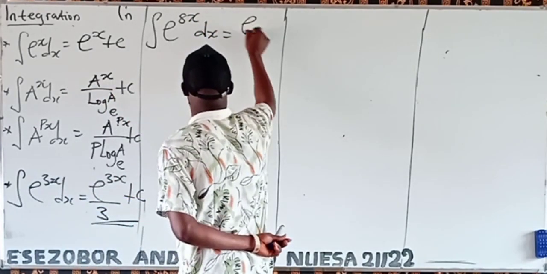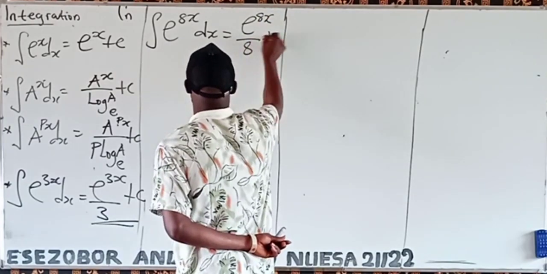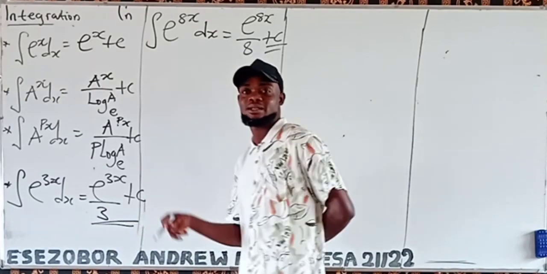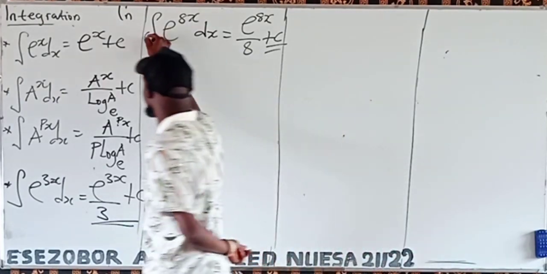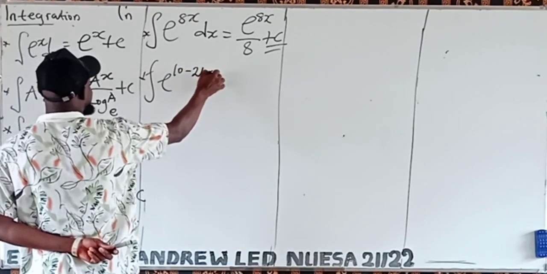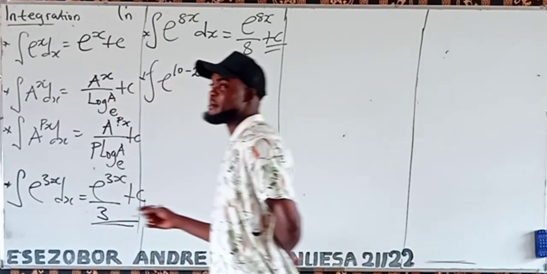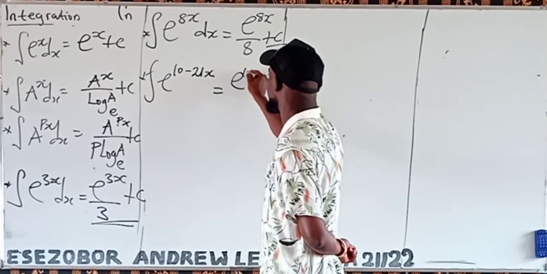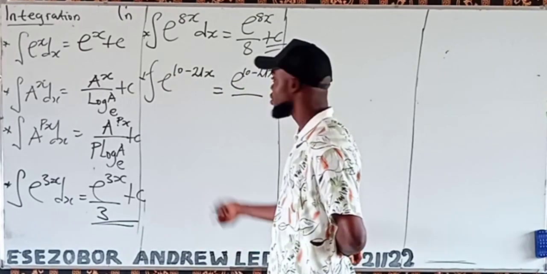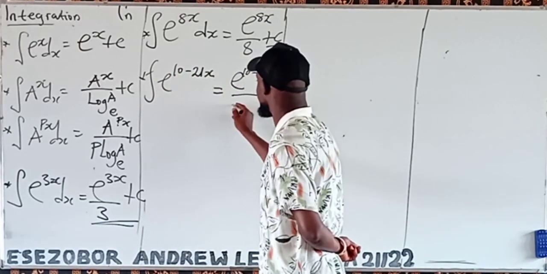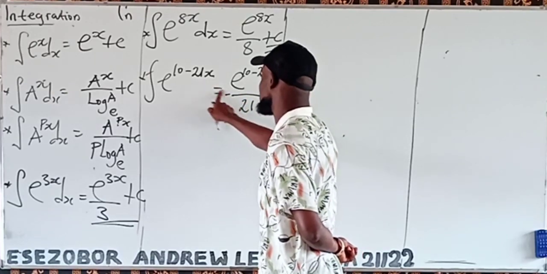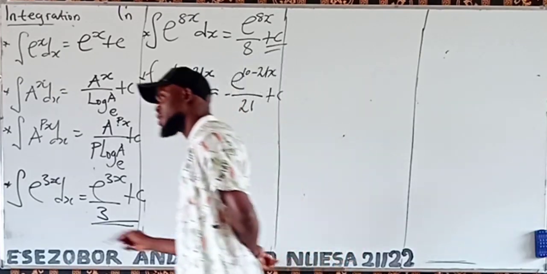That's how it becomes exponential 8x over 8 plus c. How do we get this 8? Differentiate 8x, you have that 8. That's all. So let's say you're integrating exponential 10 minus 21x, what is the answer? That will be exponential 10 minus 21x over, differentiate 10, 0, differentiate minus 21, that will give us minus 21, plus c. This minus should be here, not with the denominator. That will be the final answer.